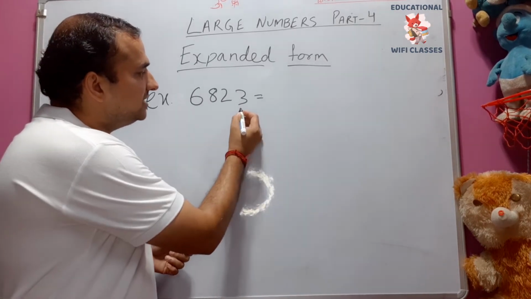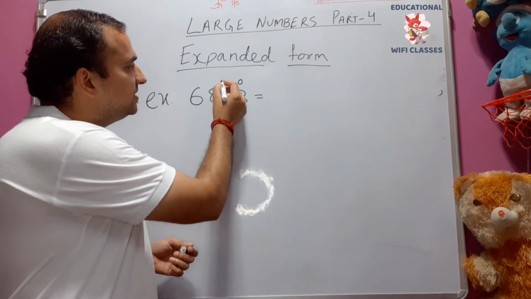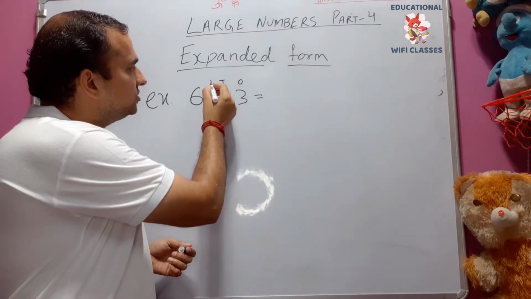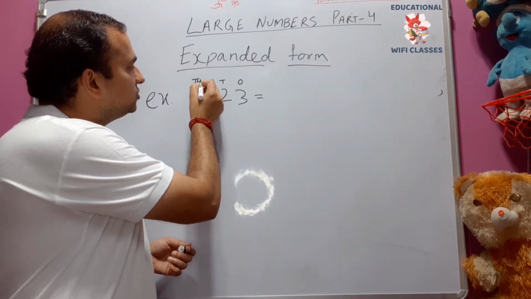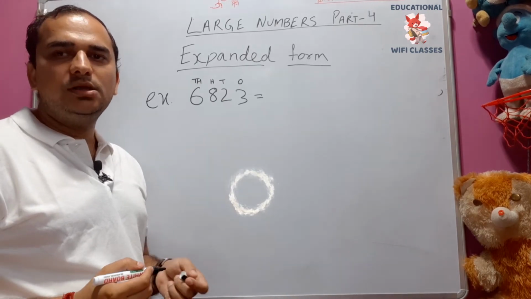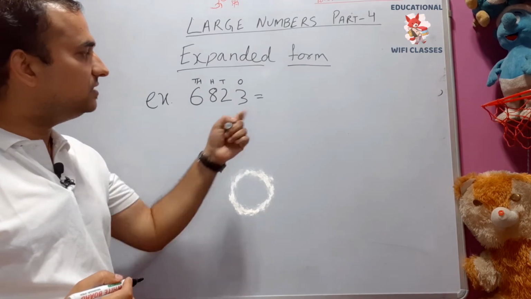So 3 is on ones place, so we write down O on top. 2 is on tens place, so we write T on top. 8 is on hundreds place, so we write H on top. And 6 is on thousand place, so we write TH on top. So now we know which number is lying on which area in the place value chart. So we will continue with that one.